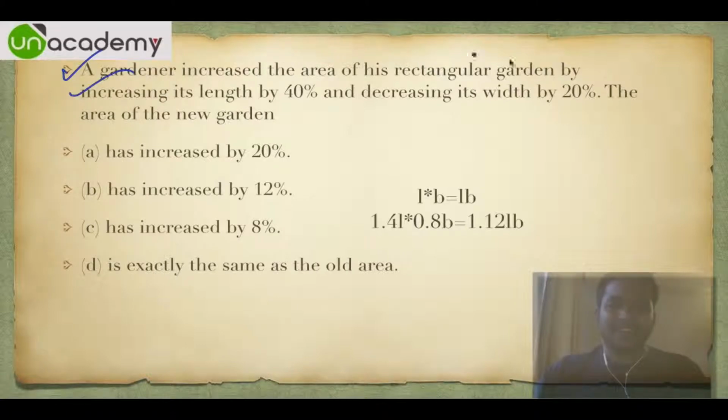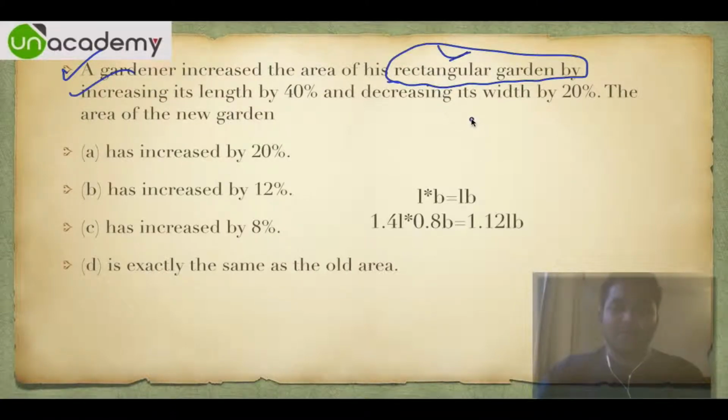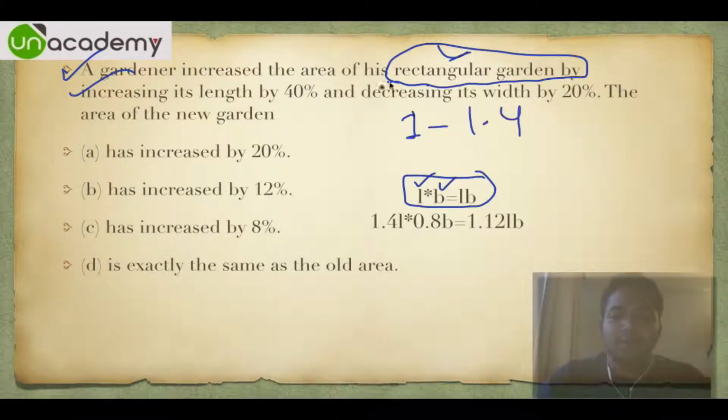Then a very simple question. A rectangular garden is there. So how does it matter? For a rectangle, the area will be, let's say L is the length, B is the breadth, so the area is LB. Now they increase the length by 40%, so 1 becomes 1.4, and decrease its width by 20%, so 1 becomes 0.8.